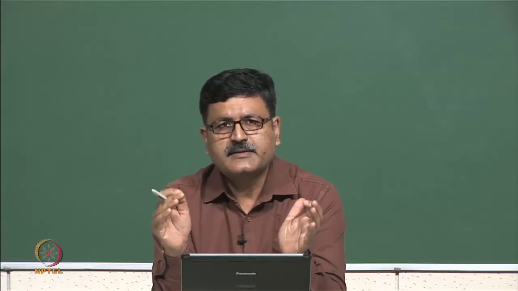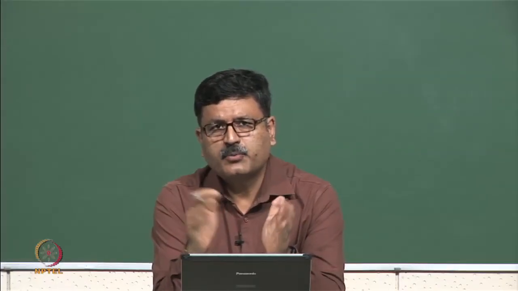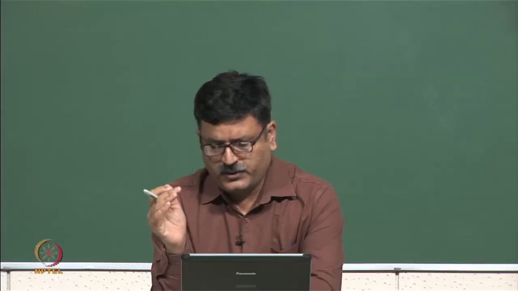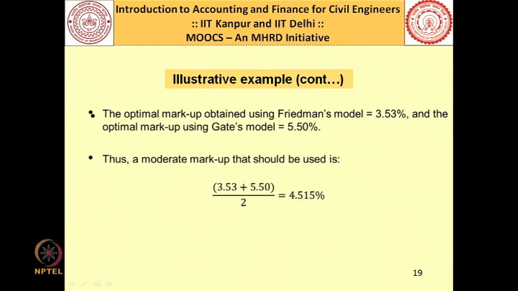Now, in the previous lecture, I already told you that the modern trend is to derive the markup percentage using both the models and take the average. So, when I take the average of 3.53 and 5.5, you will get a value of 4.515%, and this is what I am going to apply in this particular project. So, this would be my strategy to apply for the next project.